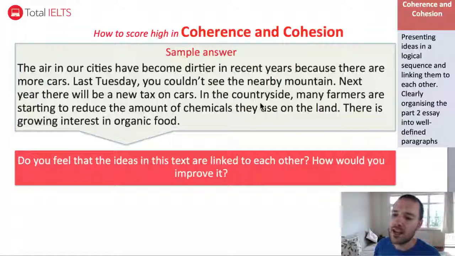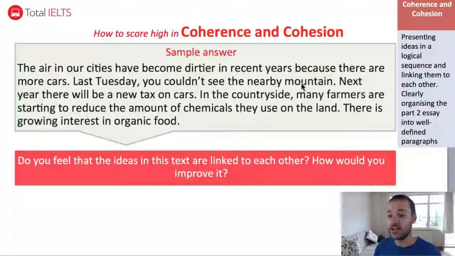Okay, so the air in our cities have become dirtier in recent years because there are more cars. Last Tuesday, you couldn't see the nearby mountain. Okay, so already the examiner is probably thinking, what has the mountain got to do with the air in our cities? Now maybe they're good, maybe it does answer the question and the points are relevant, but as an answer it doesn't fit together properly.